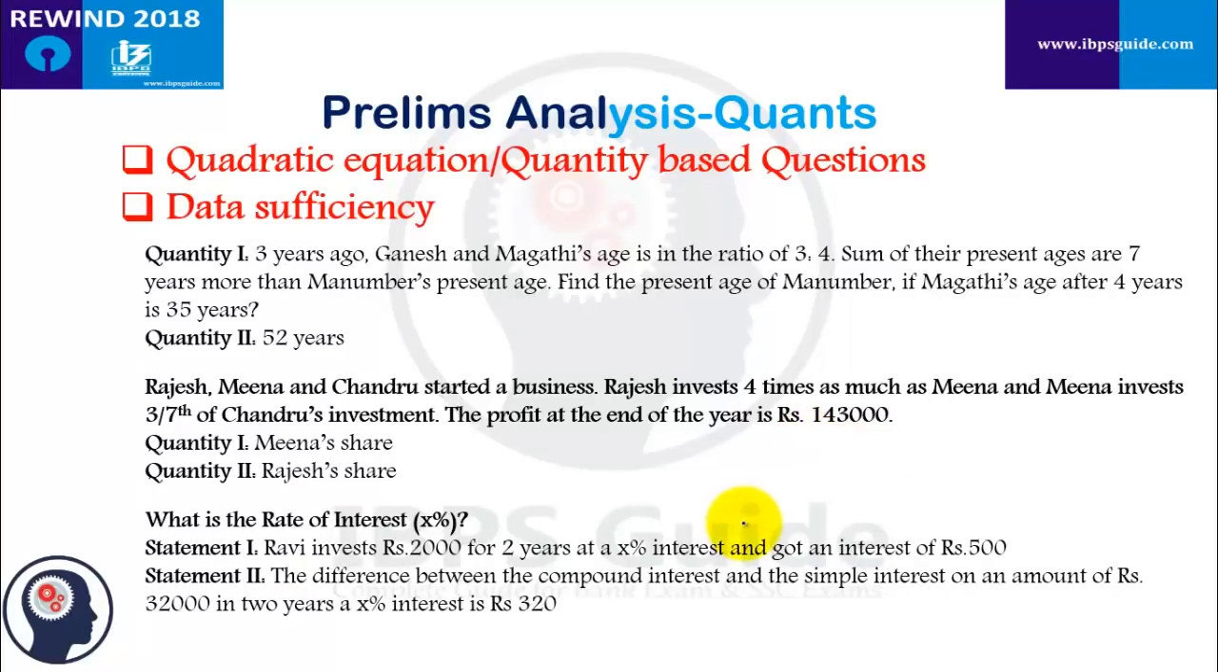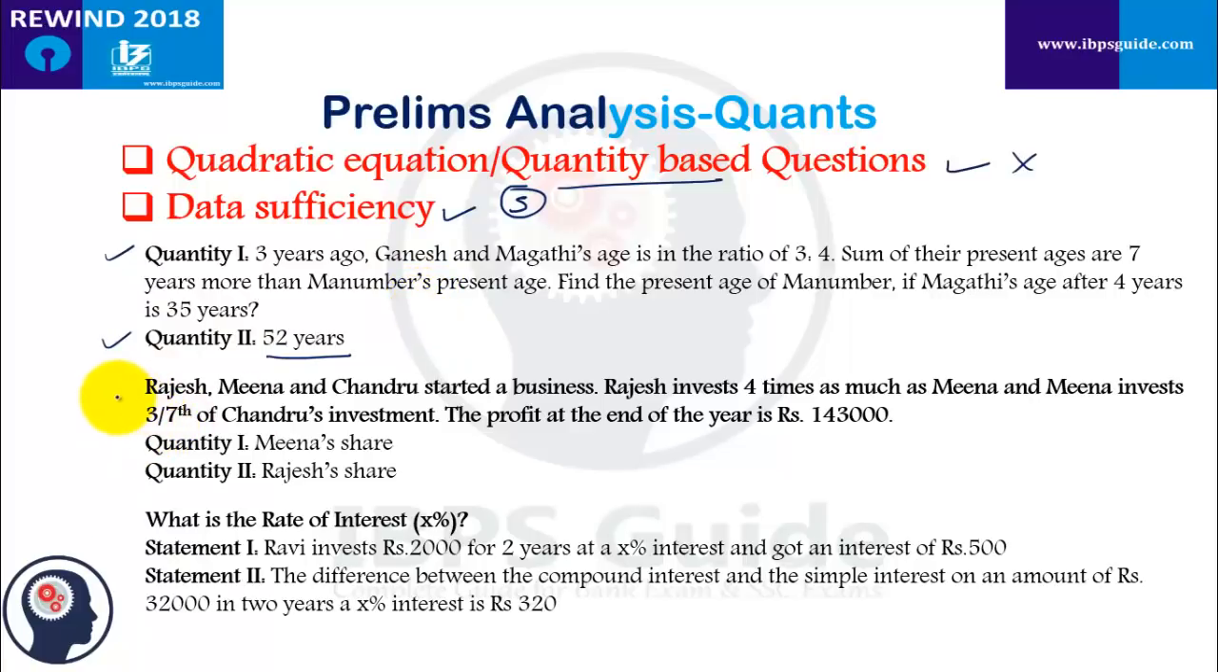Now let's move toward the prelim analysis of quadratic equation as well as quantity based and data sufficiency questions. In some slots of the prelim exam, quantity based type of question is asked, and if it is not asked, then data sufficiency is asked, a set of 5 questions. But the level of these two topics, quantity based and data sufficiency, is very low, friends. You can see here that in quantity 1 you have to calculate only the value, and the quantity 2 value is directly given. So you just need to compare and pick the answer. The level of the question is very low.